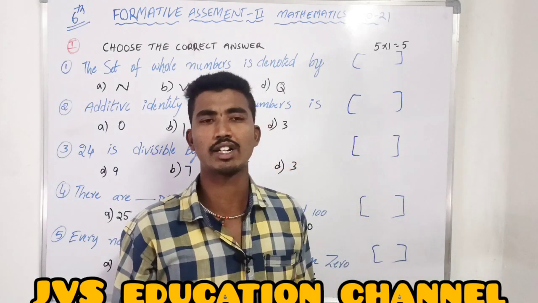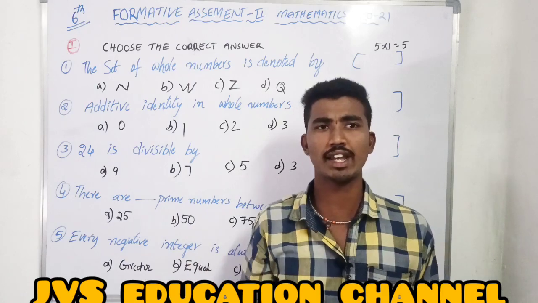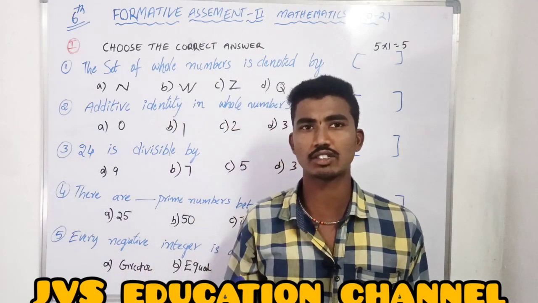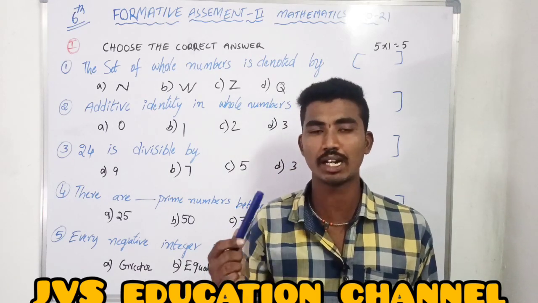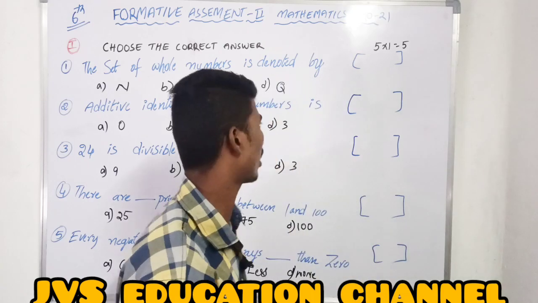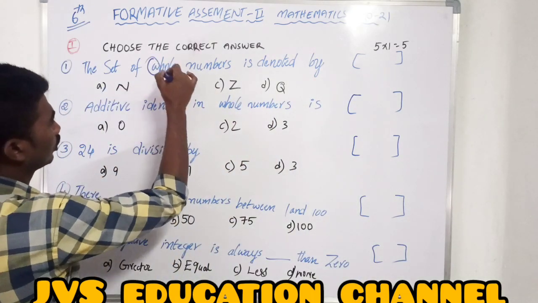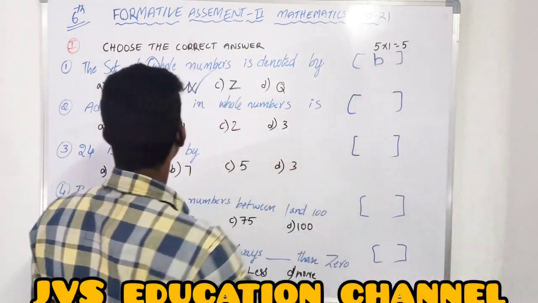Listen, natural numbers, spelling N-A-T-U-R-A-L, natural numbers. That's why natural numbers are denoted by N. And next, what are whole numbers? W-H-O-L-E, whole numbers. That's why whole numbers are denoted by W. What is the answer? The whole numbers are denoted by W. So the answer is B.